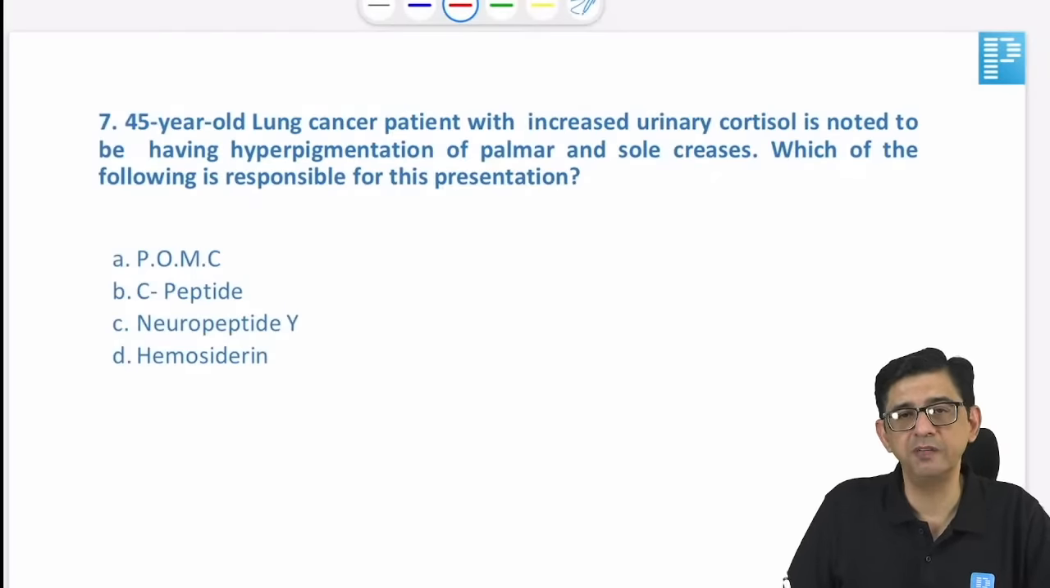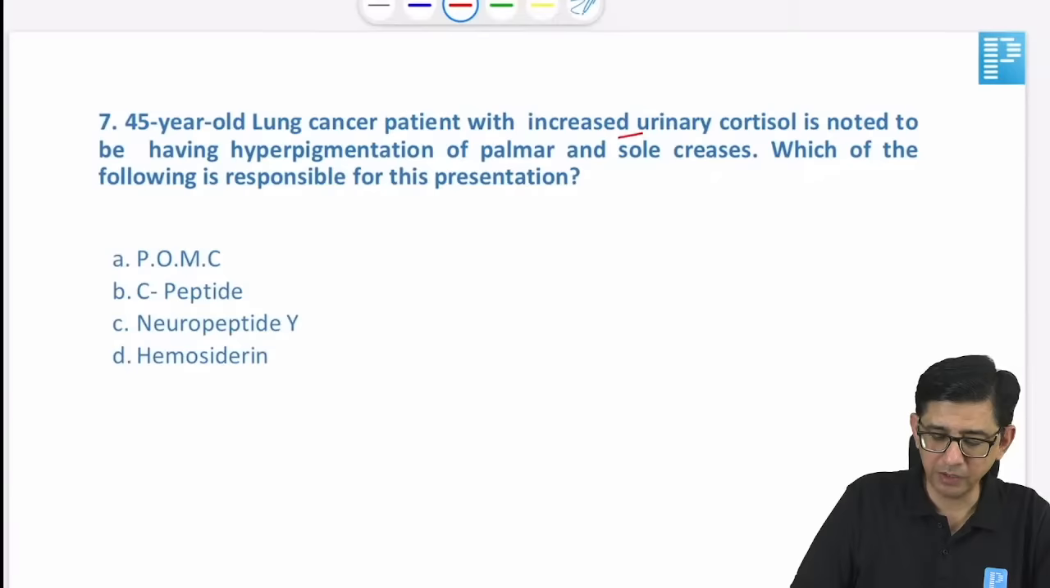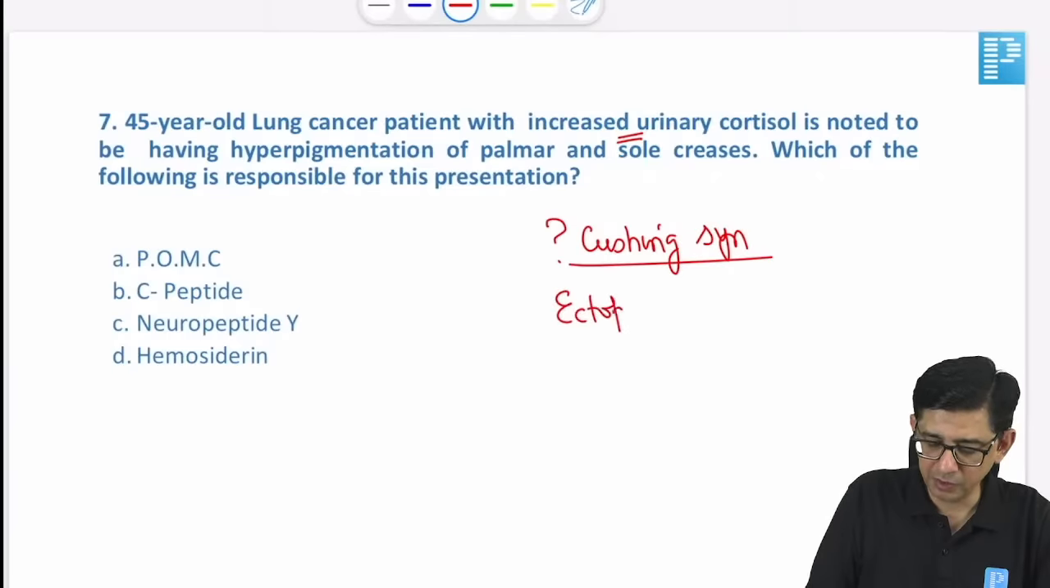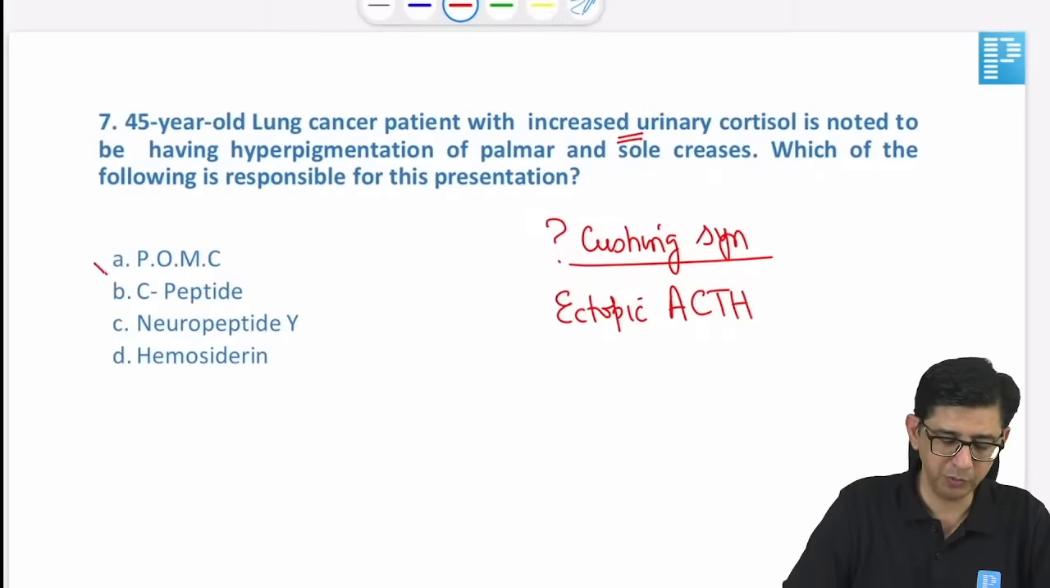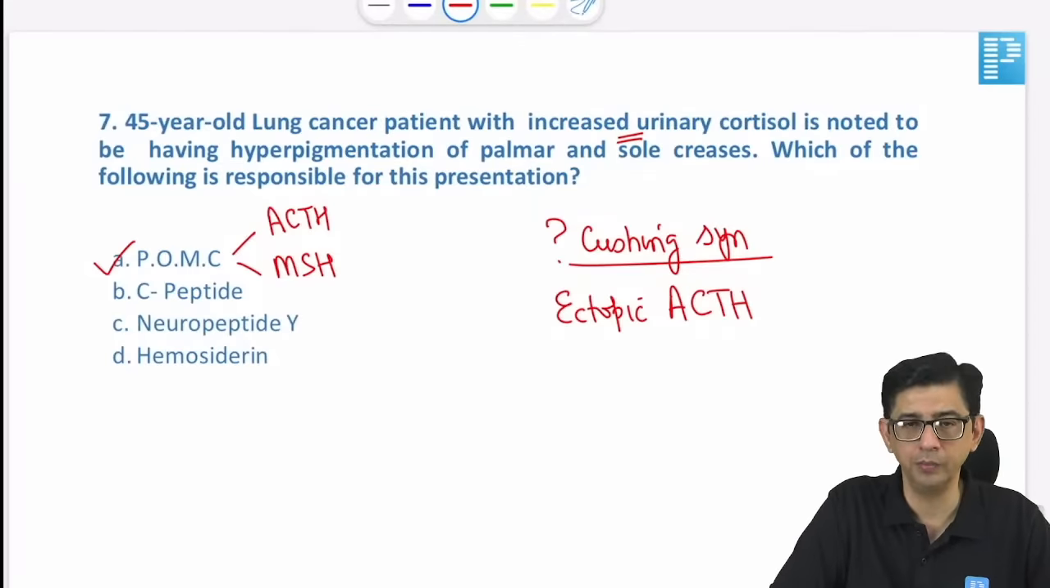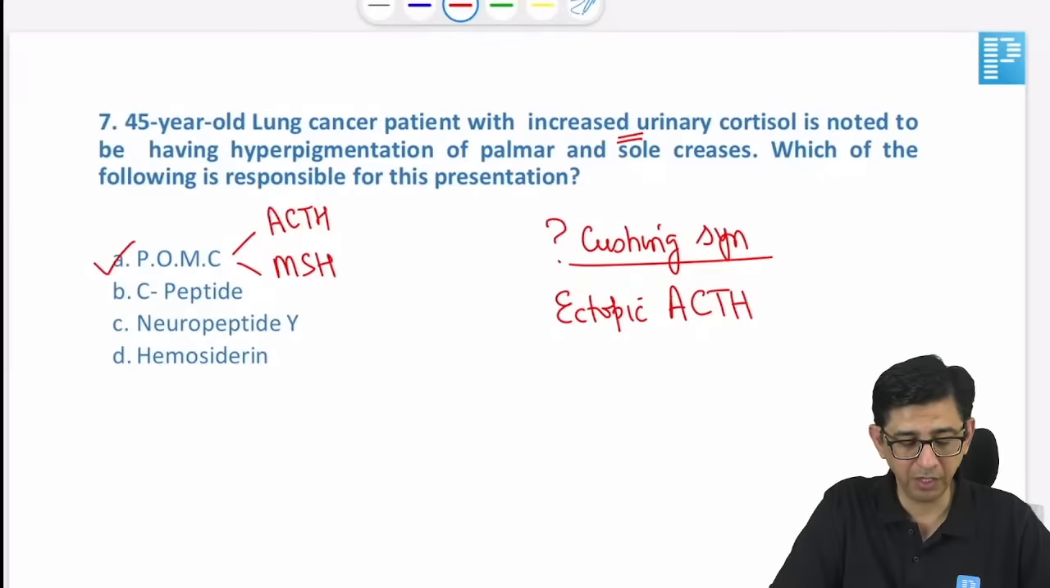This lung cancer patient is having increased urinary cortisol, so that means this patient would be having ectopic Cushing syndrome. There is an ectopic source of ACTH in this particular patient, and this ectopic ACTH will be causing development of hyperpigmentation of the palmar and sole creases. The molecule responsible for this is POMC, that is pro-opiomelanocortin. This pro-opiomelanocortin will get fragmented into producing ACTH and then MSH, that is melanocyte stimulating hormone. Because of this, we are going to start having hyperpigmentation.